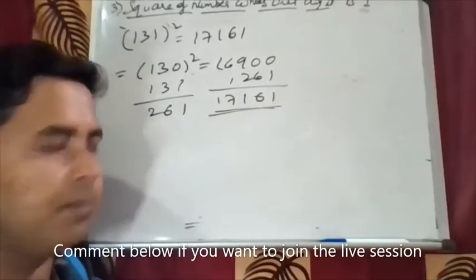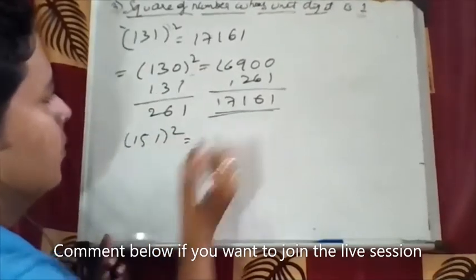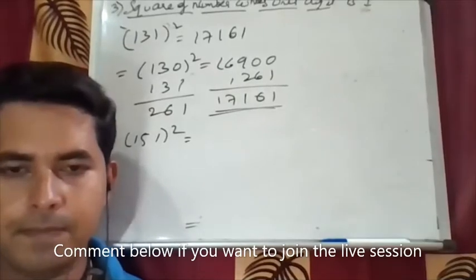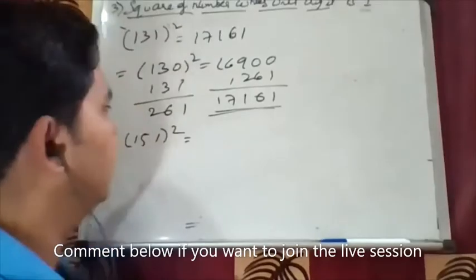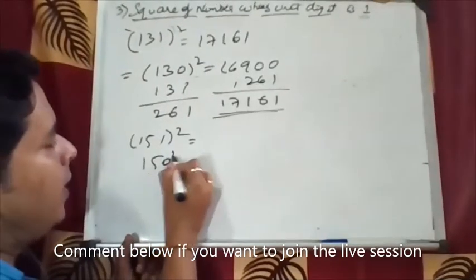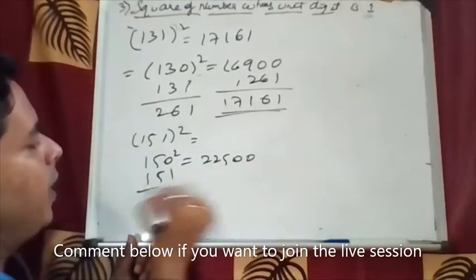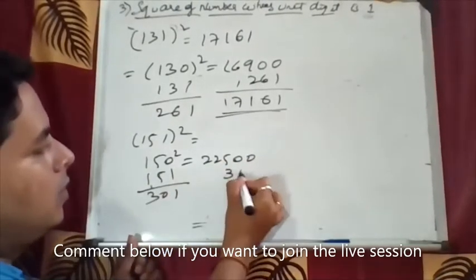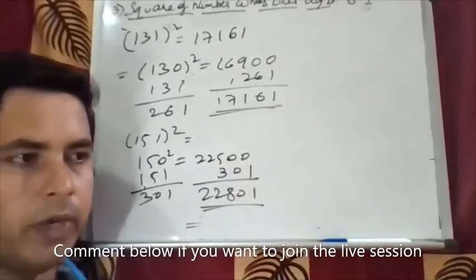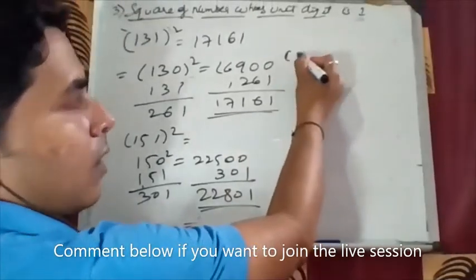So take one more example, 151. Quickly you have to tell. Correct, 22801. So take 150 square. What will it be? 225 and 00 will come, and add 151 and 150 to it, that is 301. 22801 is the answer. So last example in this concept, try this.